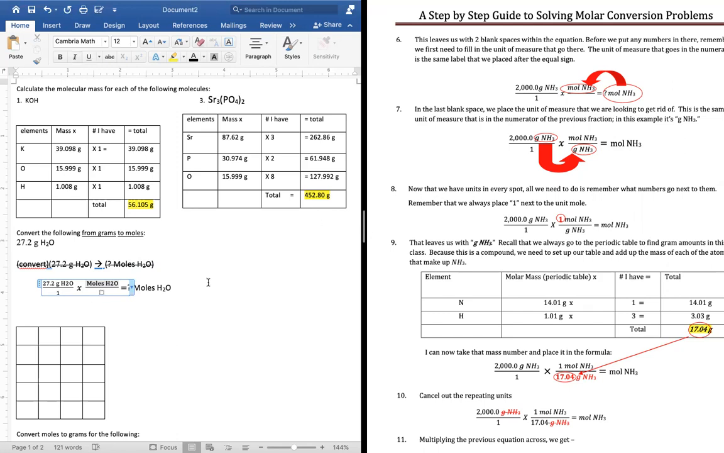So step 7, where do I get this from? I always get it from the same spot. Whatever I'm trying to cancel out is what goes there. So I'm trying to cancel out whatever I start with. So in this case, grams of H2O. So here, I'm going to go ahead and flip that down. So that's what's going to go down there.